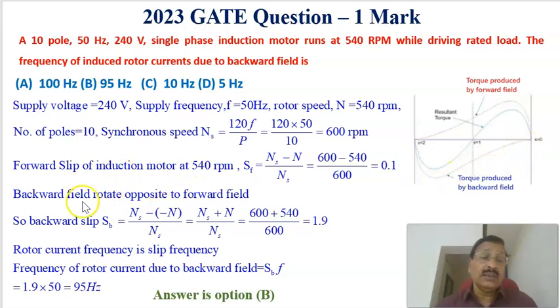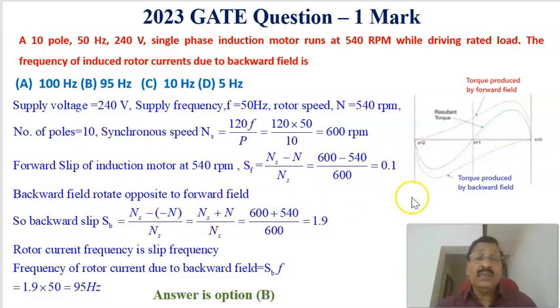That is a backward field. For the forward field, the slip is equal to Ns minus N divided by Ns, which equals 600 minus 540 divided by 600, or 0.1, or 10%. That is the slip corresponding to the forward field.